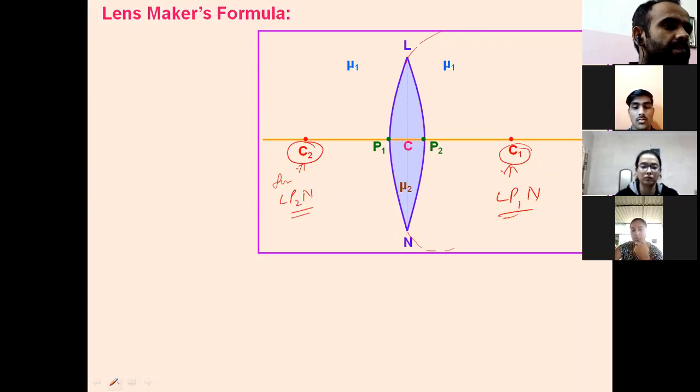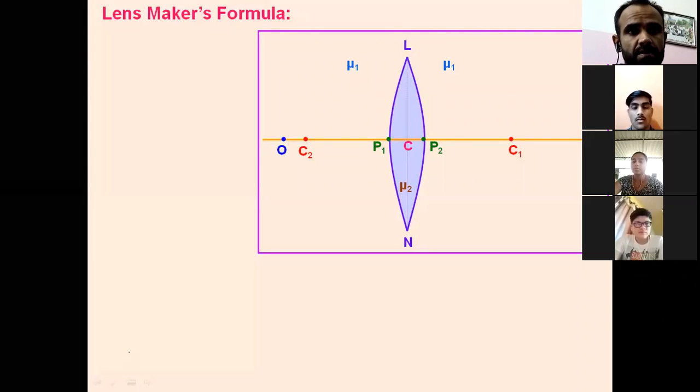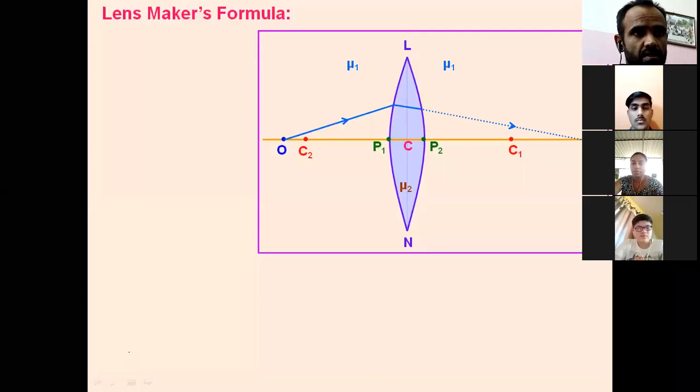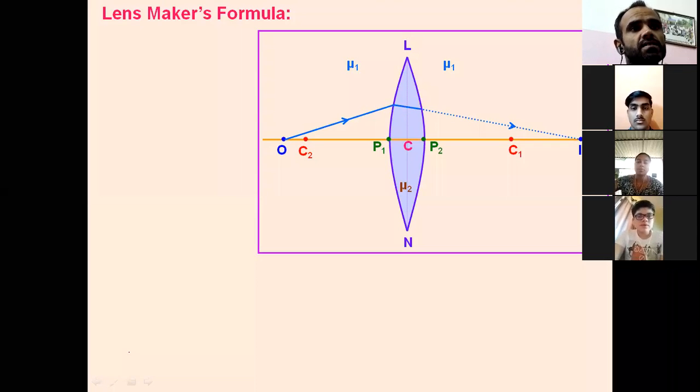Okay, now let us suppose O is any point where the point object is placed on the principal axis. यहाँ पर object रखा हुआ है. So this is the ray of light which is entering the lens at any point. The blue color you can see. On the second side it is dotted. Why? Because the light is not going there directly.